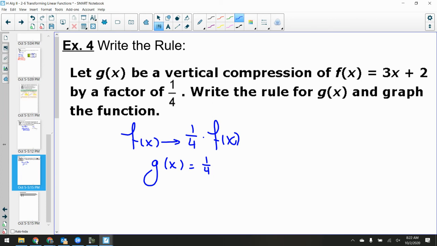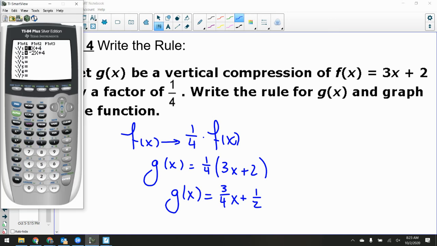Okay, f of x was 3x plus 2. Again, please don't think that I'm changing an input value just because you see parentheses. All I'm doing there is just saying, okay, 1/4 has to be applied to this entire function, this entire f of x. So g of x is going to be 3/4 x. 3 times 1/4 is 3/4. 1/4 times 2 is 2/4 or 1/2. Let's graph it to confirm.